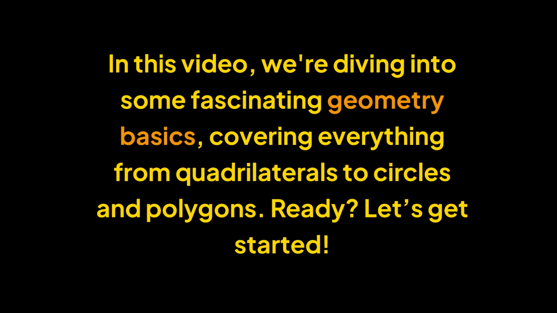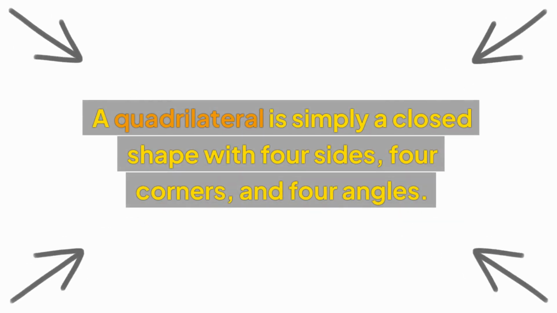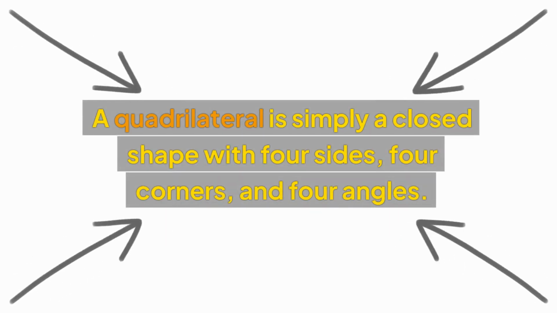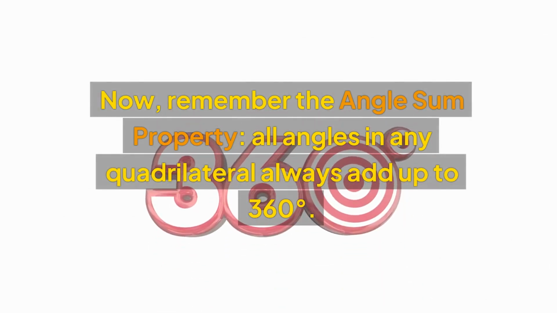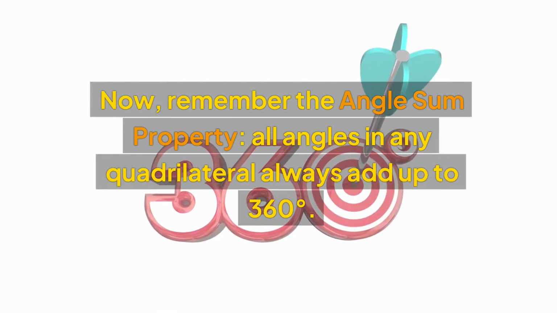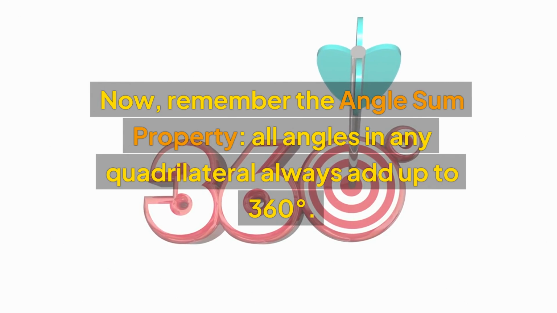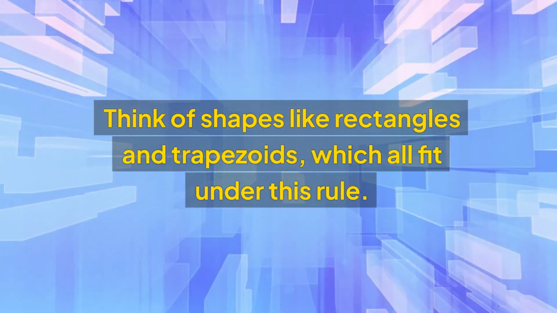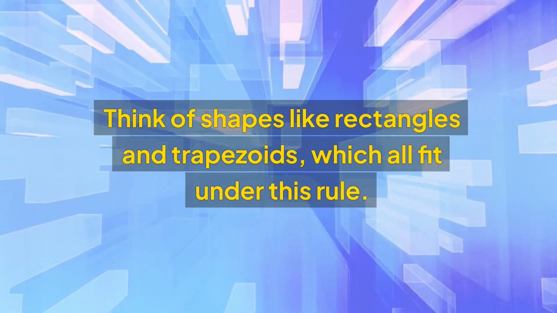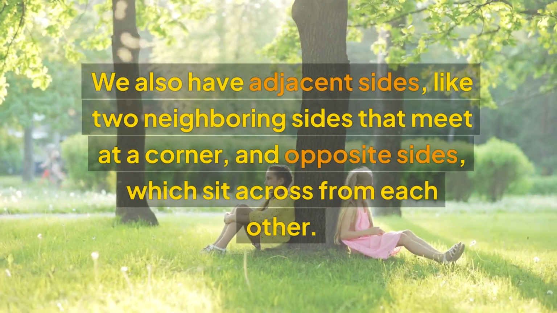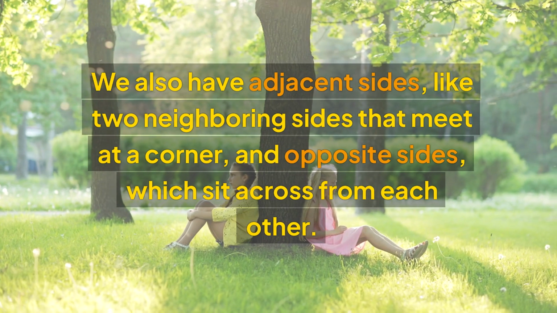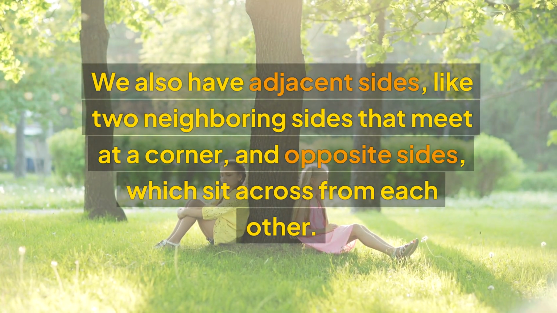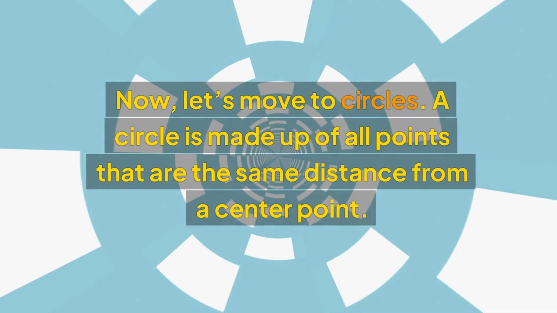Ready? Let's get started. A quadrilateral is simply a closed shape with 4 sides, 4 corners, and 4 angles. Now, remember the angle sum property. All angles in any quadrilateral always add up to 360 degrees. Think of shapes like rectangles and trapezoids, which all fit under this rule. We also have adjacent sides, like 2 neighboring sides that meet at a corner, and opposite sides, which sit across from each other. Now, let's move to circles.